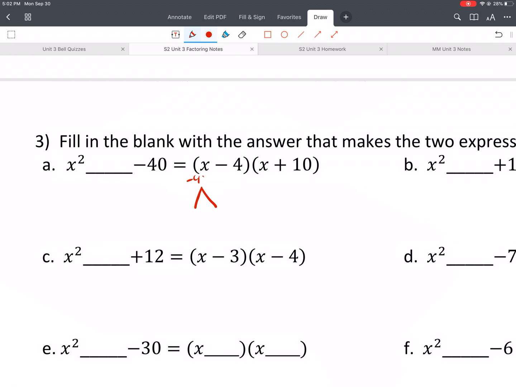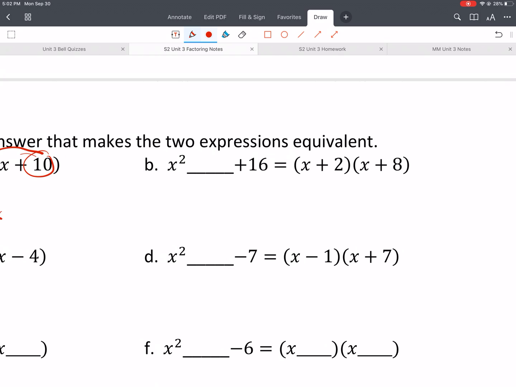That would give us negative 40x squared. And instead of trying to find out, we're trying to find the middle term. We know what's going to go in here, because it's kind of like the opposite of what we've been doing. So that would be like a negative 4x and a positive 10x. So all we're really needing to do is add those two numbers. So that would end up giving us 6x. So this would be plus 6x. Okay, and that would be your solution.